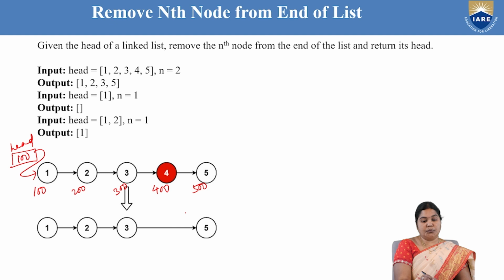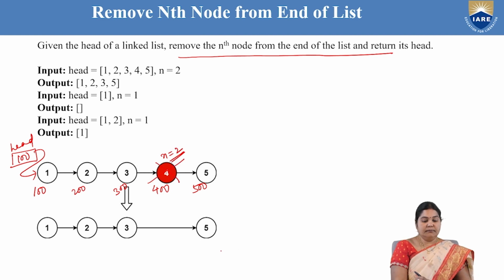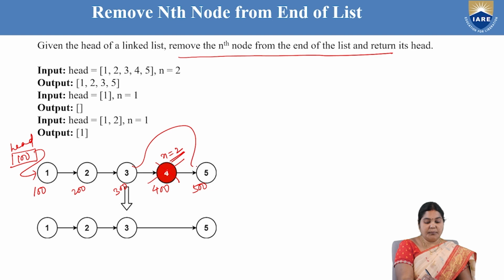N is equal to 2. It has told to remove the nth node from the end of the list. So from the end of the list, this is N is equal to 2. This node we have to delete. Now return the head. If this node is deleted, then the third node will point to the fifth node. Okay, the third node must contain the address of the fifth node. Then we will say that this node is detached.